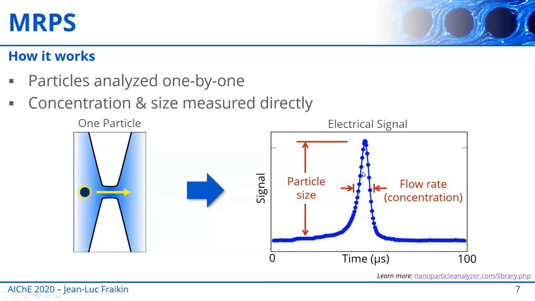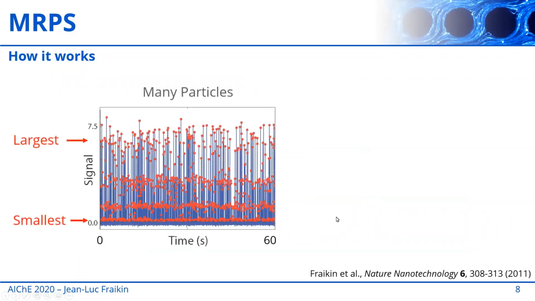And every time a particle goes through, we measure essentially two things about the signal. One is how big the spike is. That tells us how big the particle is. And the other is how fast it went through the constriction. And that tells us about the volume of sample that we've measured. So we take counts and the volume measurement to directly calculate concentration. That was just a single particle.